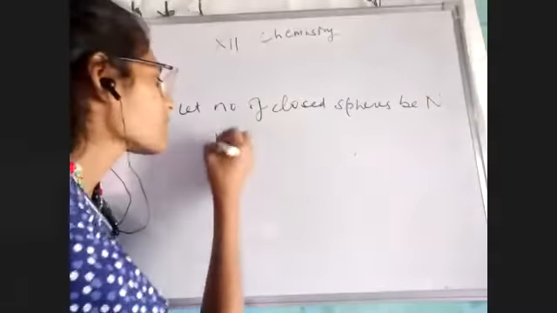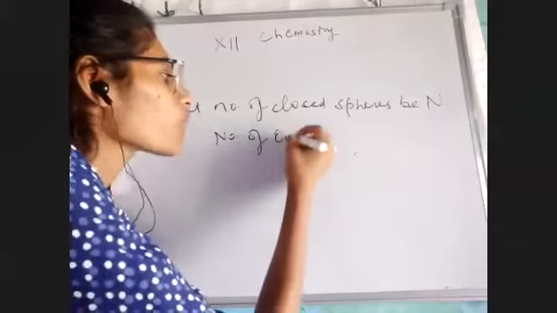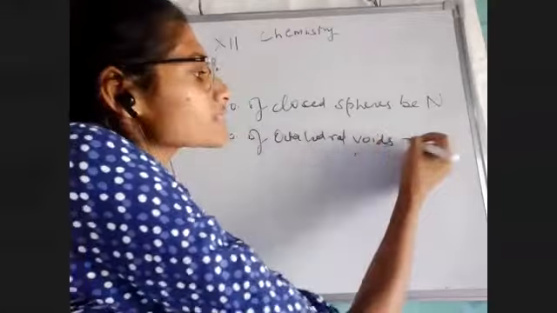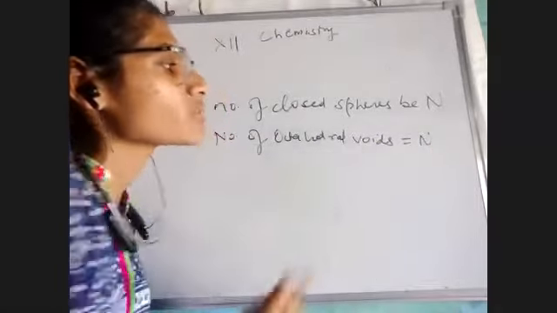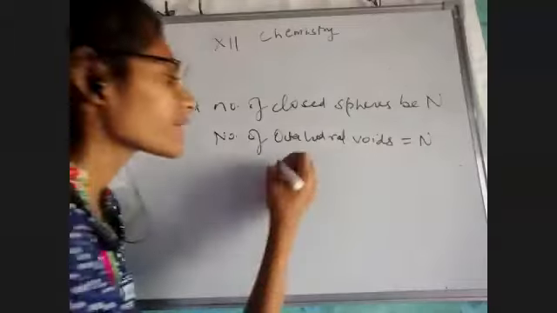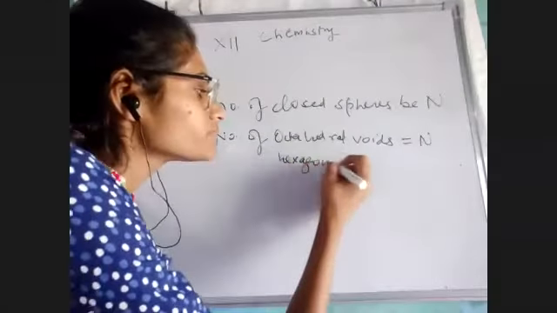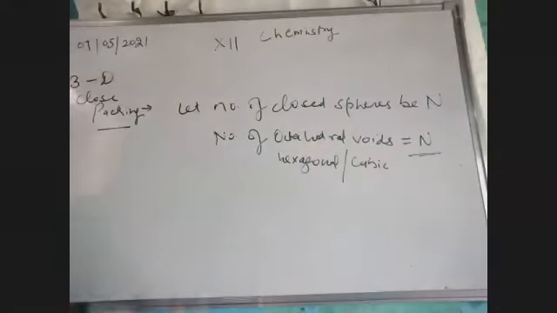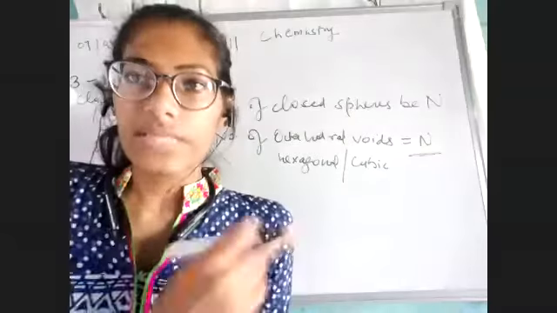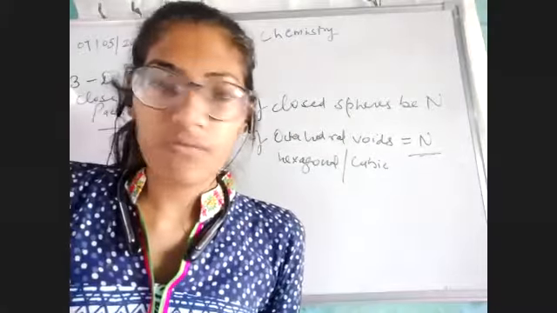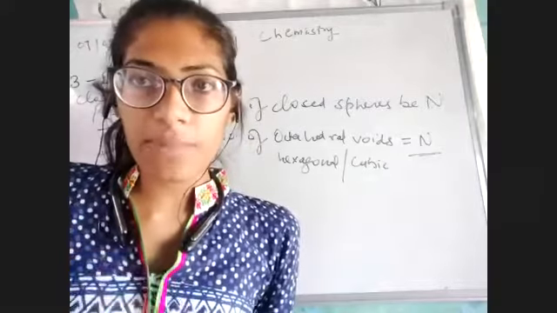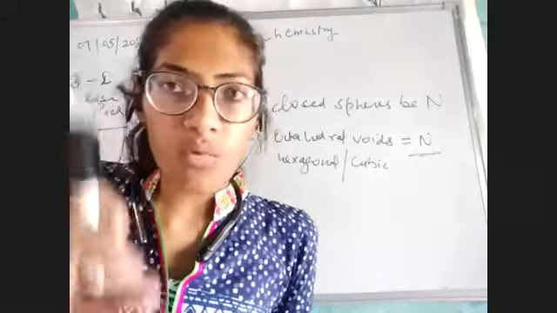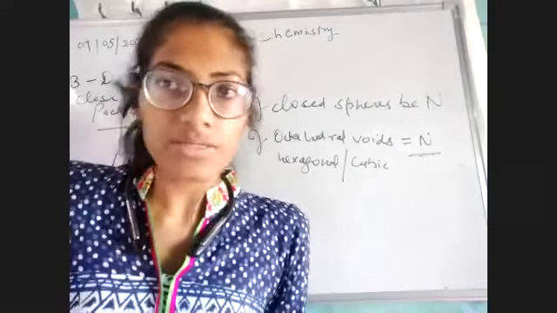In that case, the number of octahedral voids would always be equal to the number of close-packed spheres, that is, n. Whether it is hexagonal close packing or cubic close packing, it would also be n, because octahedral voids are formed only when we put another layer over the hexagonal close packing rather than the square close packing.